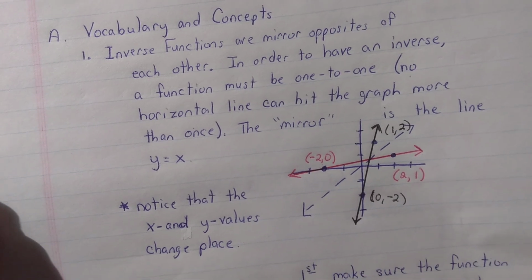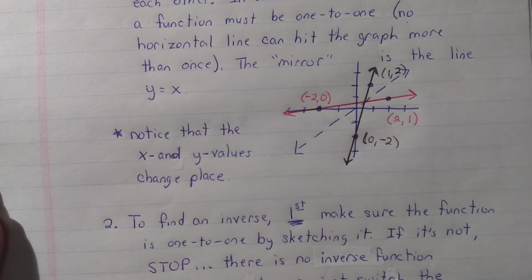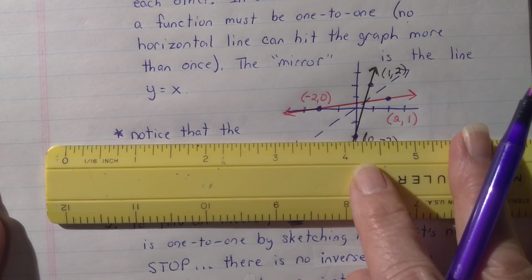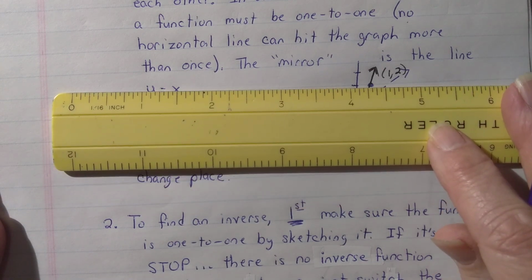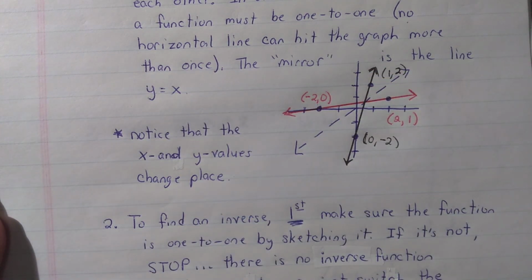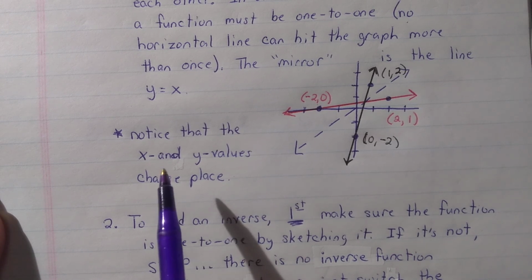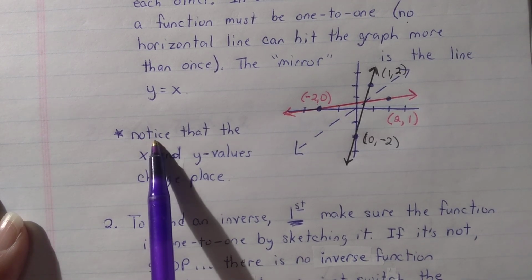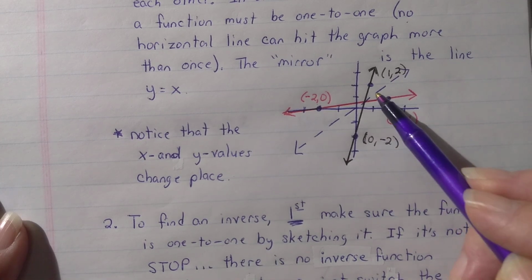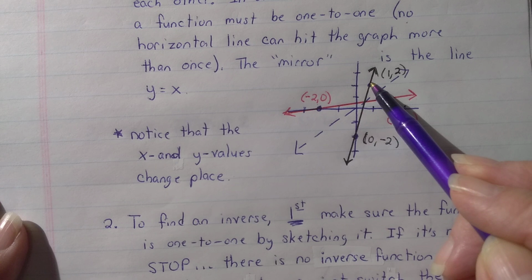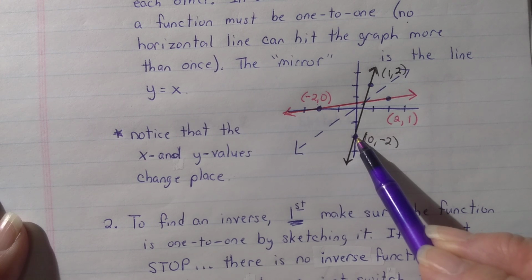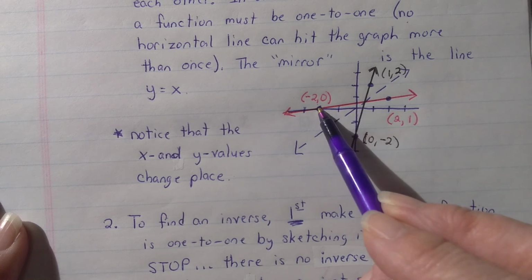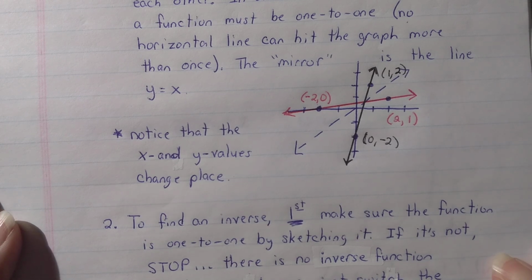Now, for what you need to know in order to be successful with inverses, you just need to be able to do the horizontal line test. It can only hit once, and it's good. If that's true, it does have an inverse. Please notice that when you have an inverse, the x and y values change places. So the original was 1, 2. Its inverse is 2, 1. The original was 0, -2. Its inverse is -2, 0. Literally, the x and the y values just change places.